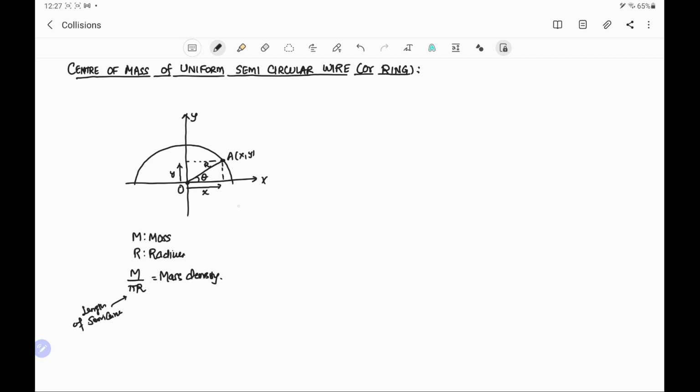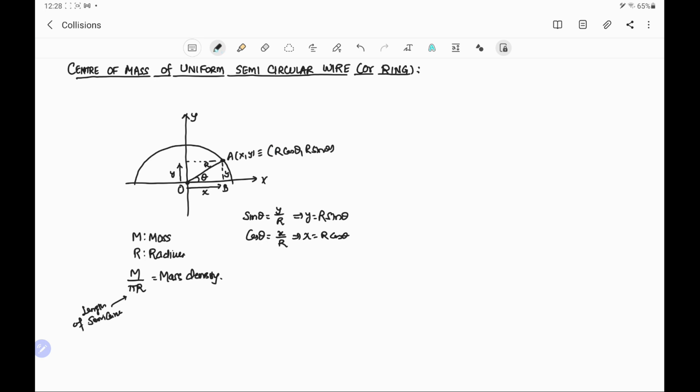We can write this x and y in terms of the polar coordinates using this triangle OAB. In this triangle, sine theta equals perpendicular by hypotenuse, and perpendicular is y, so it is y by r. This implies that y equals r sin theta. Similarly, cos theta is equal to base by hypotenuse, that base is x, hypotenuse is r, so x equals r cos theta. Hence, we can also write the coordinate of point A as r cos theta and r sin theta.